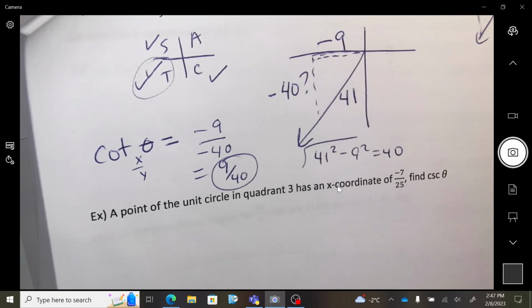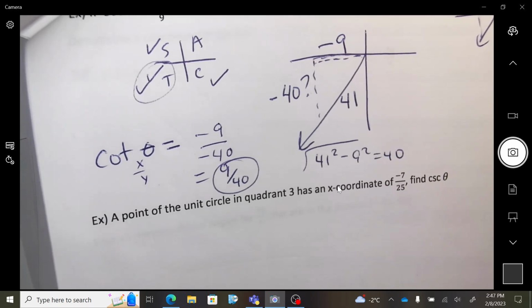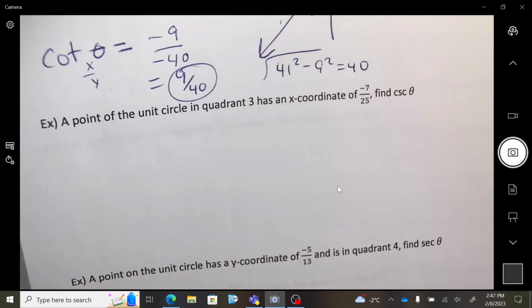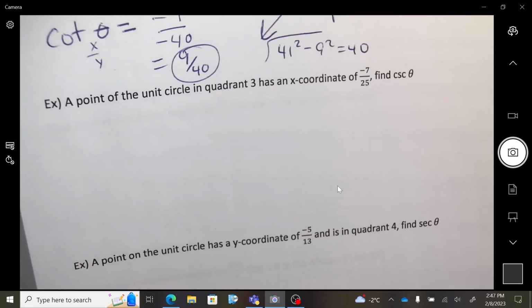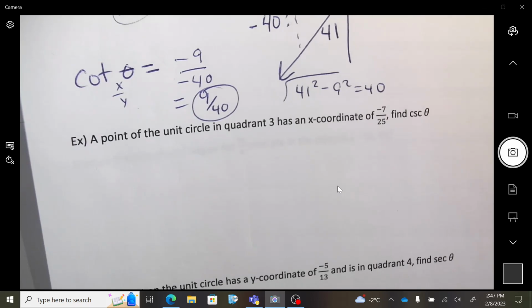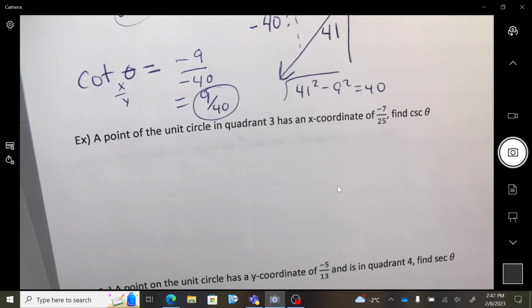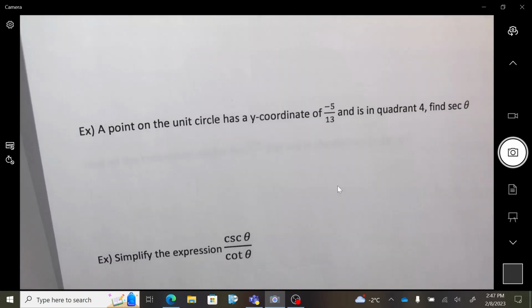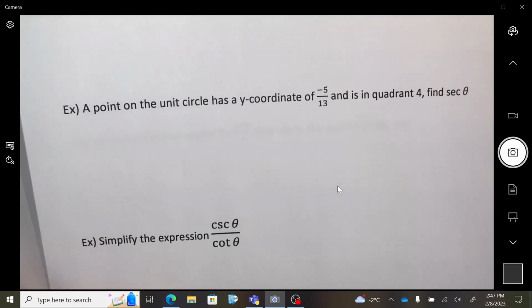Okay, let's do cosecant. A point on the unit circle in quadrant 3. I'm kind of sick of quadrant 3. Let's go to the next question.